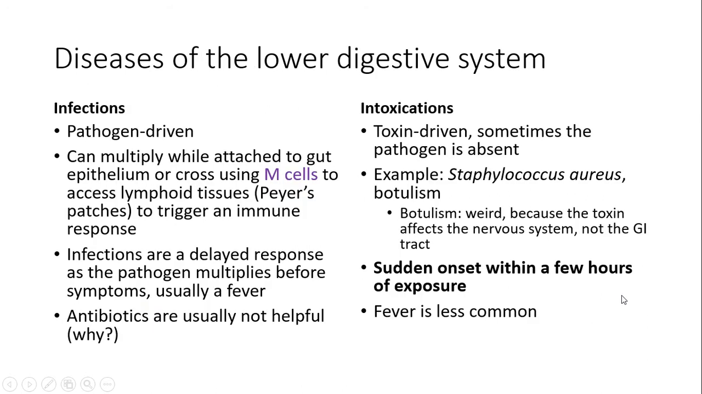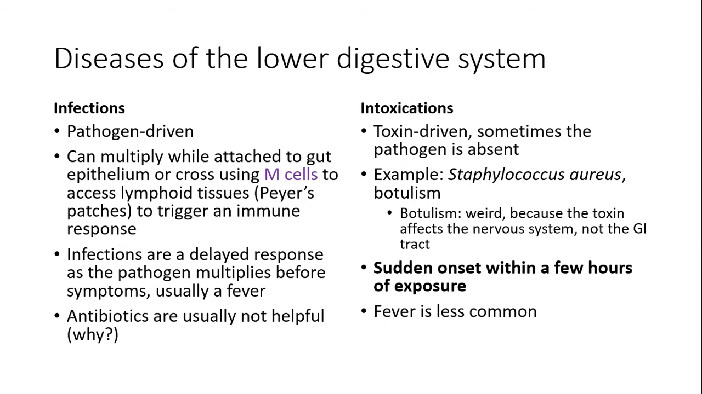So for your lower digestive system, I want to make sure that we differentiate between infections versus intoxications. So with infections, this is a pathogen-driven illness. And the organism can multiply while it's attached to the gut epithelium, or it can cross using these cells called M cells that are part of your mucosal lining in order to access the lymphoid tissues. These are also known as Peyer's patches. And when it does this, it can trigger an immune response.